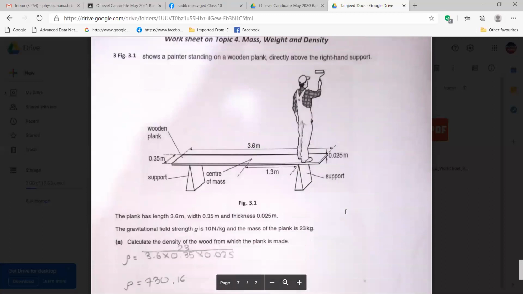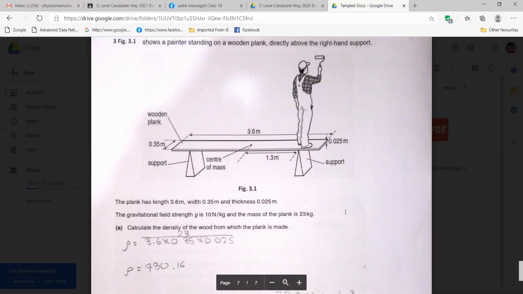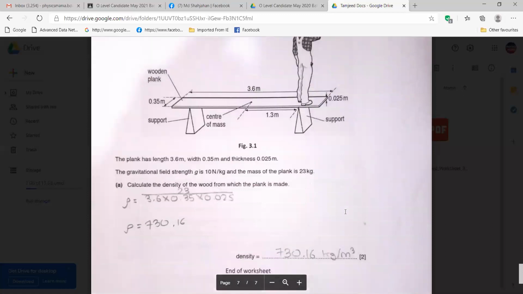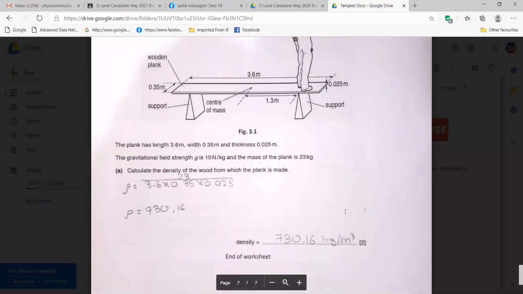Question three. Figure 3.1 shows a painter standing on a wooden plank directly above the right hand support. The plank has a length 3.6 meter, width 0.35 meter, thickness 0.025 meter. The gravitational field strength G is 10 Newton per kg and the mass of the plank is 23 kg. Calculate the density of the wood from which the plank is made.